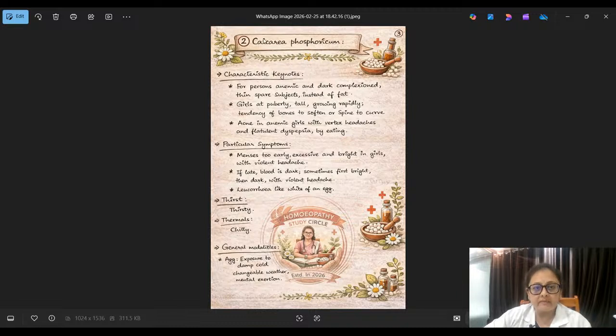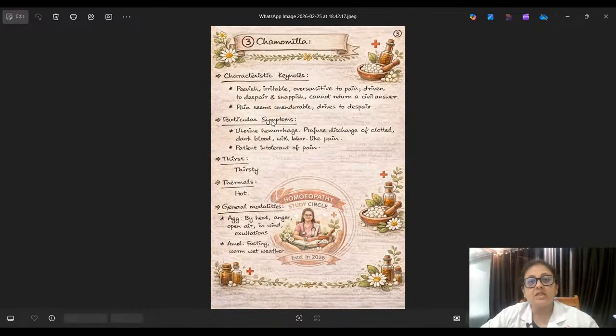Again, the Calcarea phos patient is thirsty, chilly, and has aggravation from exposure to damp cold. There it was cold bathing. Here damp cold, say rainy season for example. There it was cold bath. Here it is damp cold, changeable weather. That is when the weather changes from summer to winter, or summer to rainy, rainy to winter, winter to summer, that way. And mental exertion. So these are the symptoms of Calcarea phos.